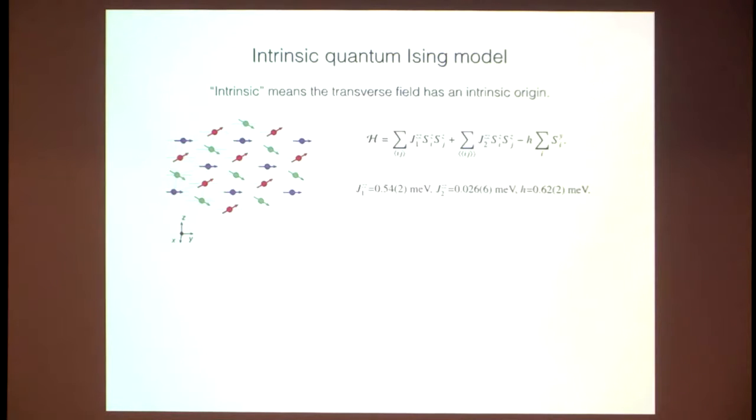So this is the intrinsic transverse field Ising model rather than extrinsic. Intrinsic means this transverse field is induced intrinsically rather than extrinsically. So this J2, which one can fit, is actually quite small. So the model is basically approximated by a nearest neighbor transverse field Ising model. This model on a triangular lattice is highly frustrated, but it can be mapped into a dual honeycomb lattice quantum dimer model. The dual honeycomb dimer model is like a compact U(1) lattice gauge theory in two dimensions.